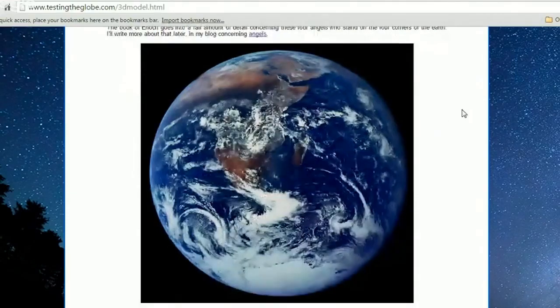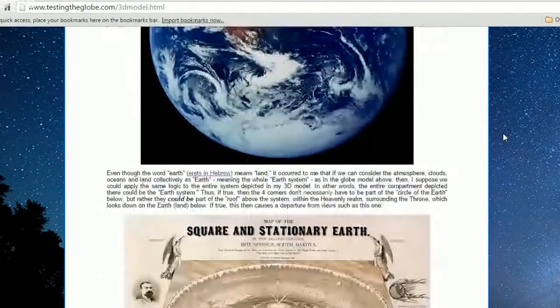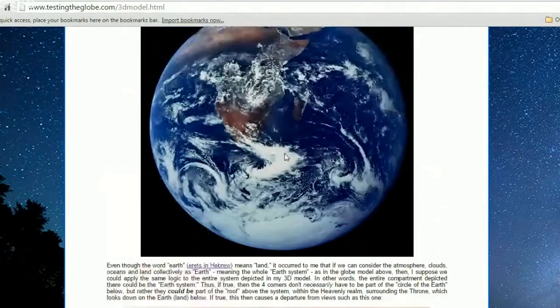Now, this is, of course, the typical model of the earth that we're all used to seeing, the globe model. Even though the word earth, eretz in Hebrew, means land, it occurred to me that if we can consider the atmosphere, clouds, ocean, and land collectively, not just the land, as earth, meaning the whole earth system as in the globe model depicted here, then I suppose we could apply the same logic to the entire system depicted in my 3D model.